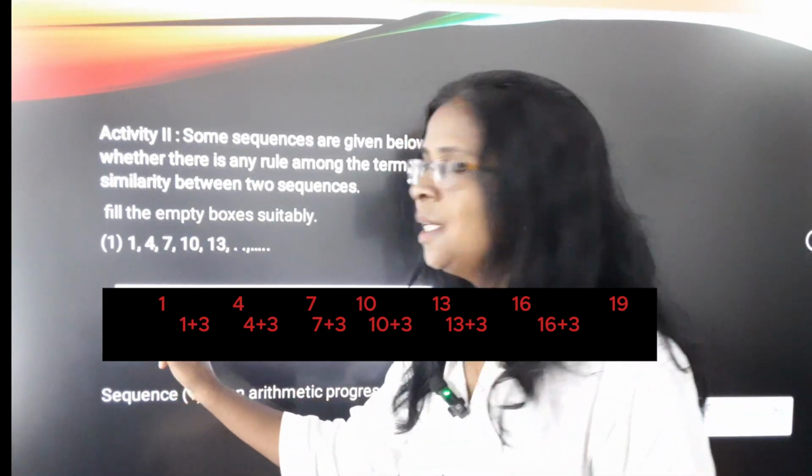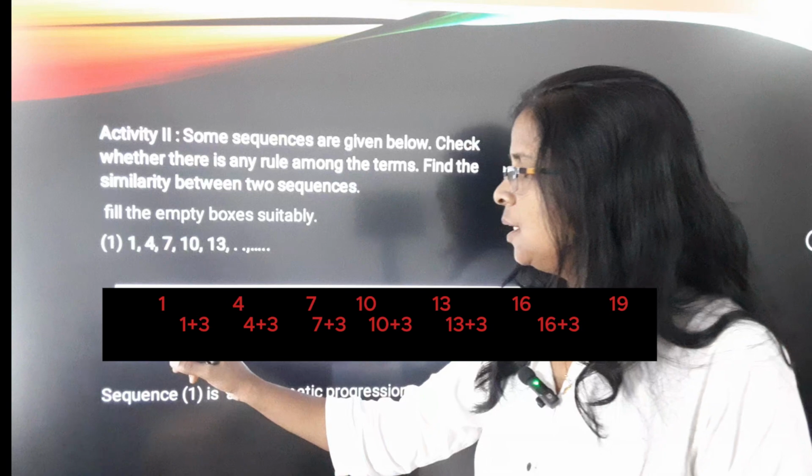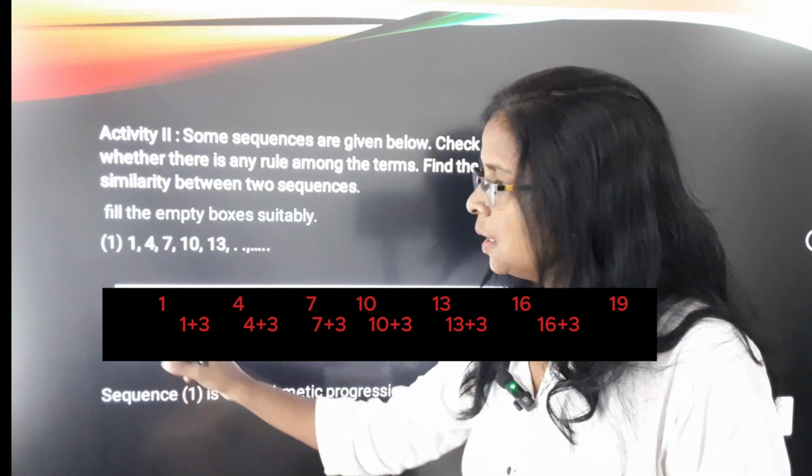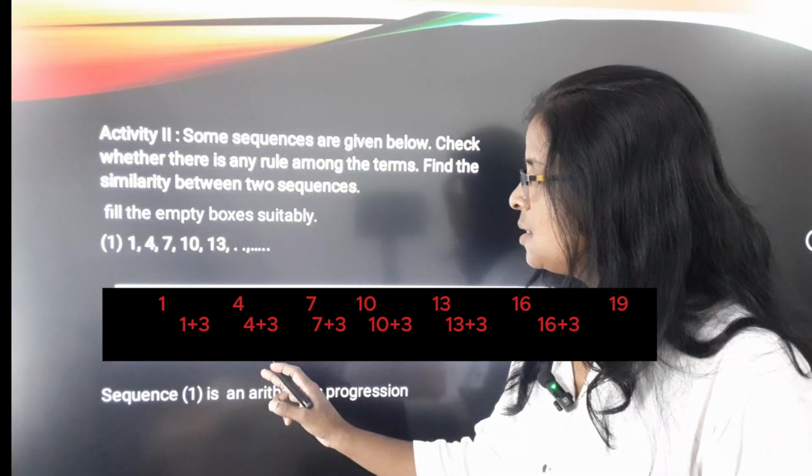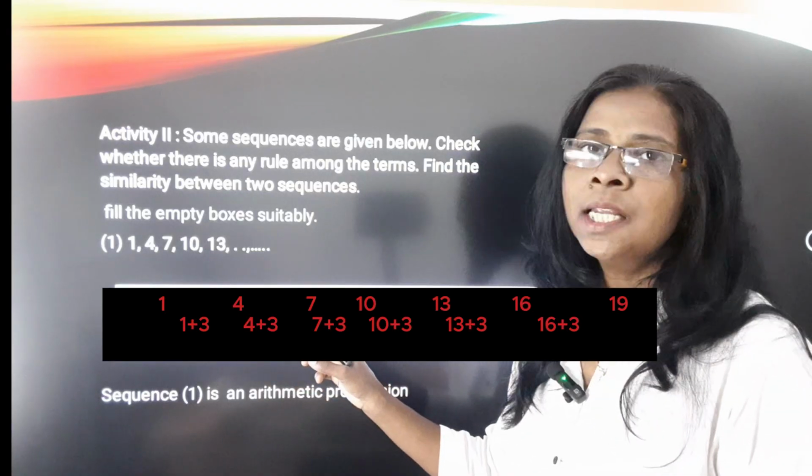Suppose 1 is the first term, T1. If you add 3 to this one, then you get the next number, that will be 4. If you add plus 3 to the 4, then you get the next number, 7.